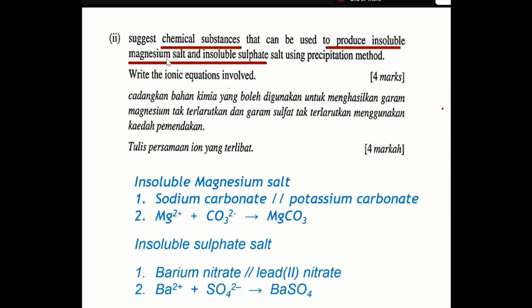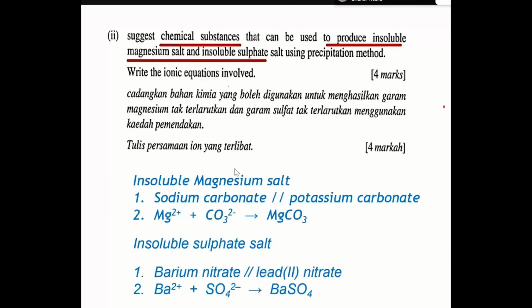So magnesium here. How come we have a magnesium? You can refer to the previous question. For magnesium, we can use magnesium chloride and magnesium sulfate. How can you come up with the insoluble salt? Then we can come up with carbonate.